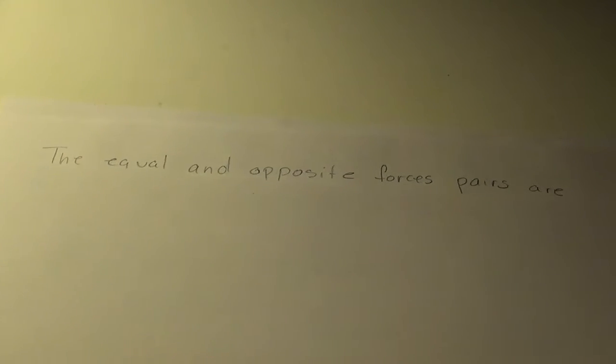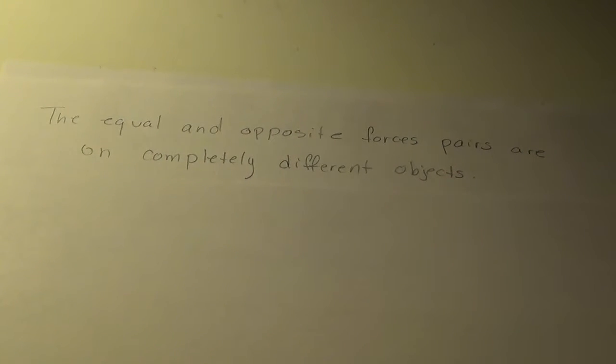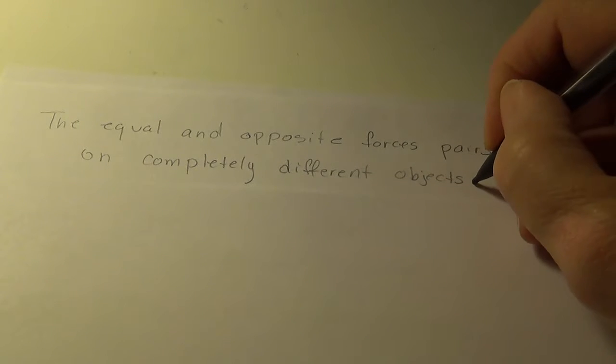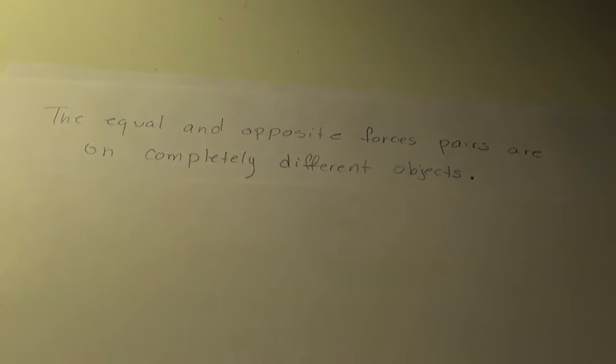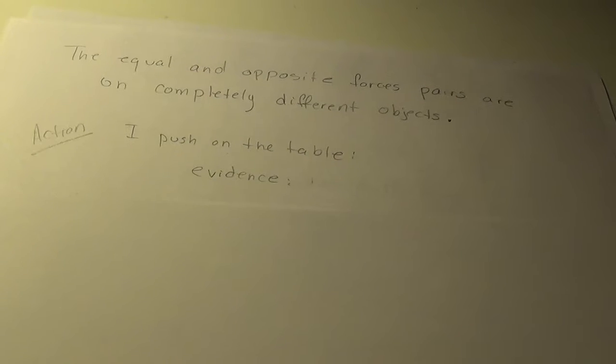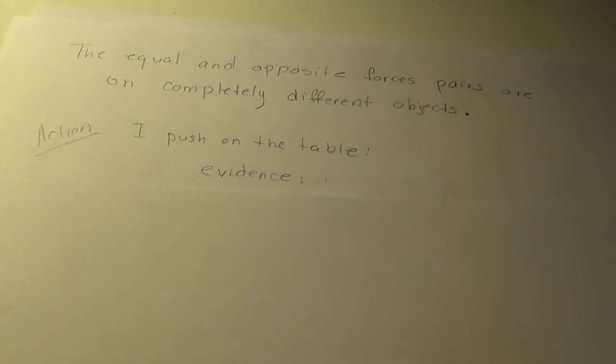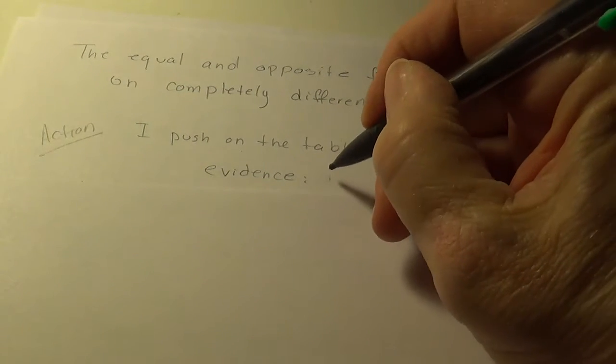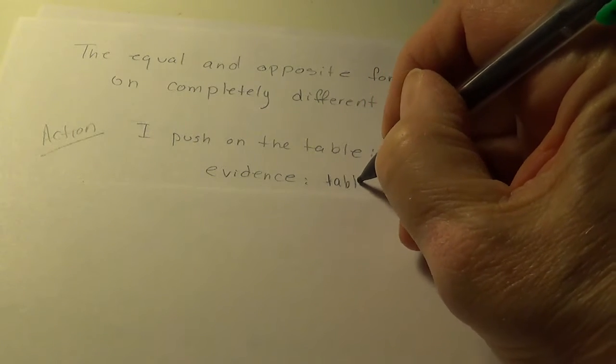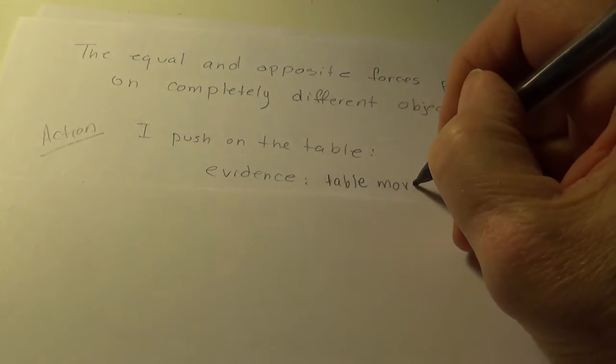The reason why there can be motion with these equal and opposite force pairs is that the equal and opposite force pairs are on completely different objects. So think about that. When the action is I push on the table, the reaction, and first of all, what is the evidence of the fact that I push on the table? The table accelerates, it moves.